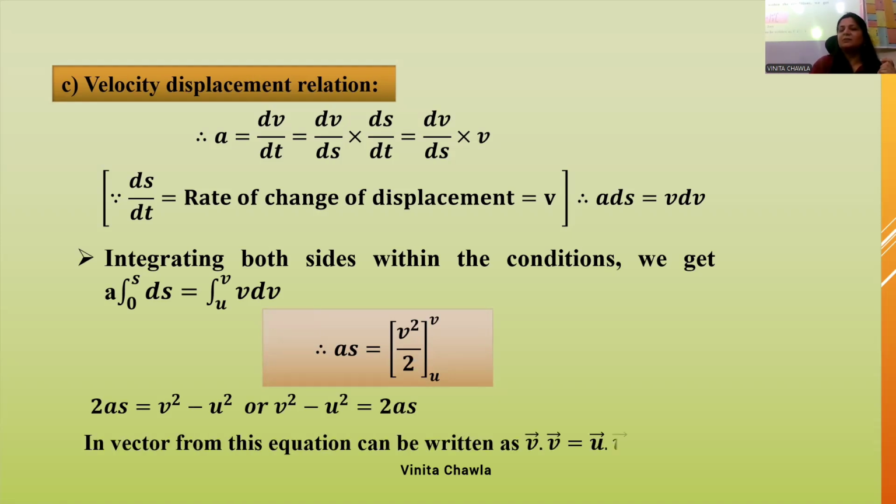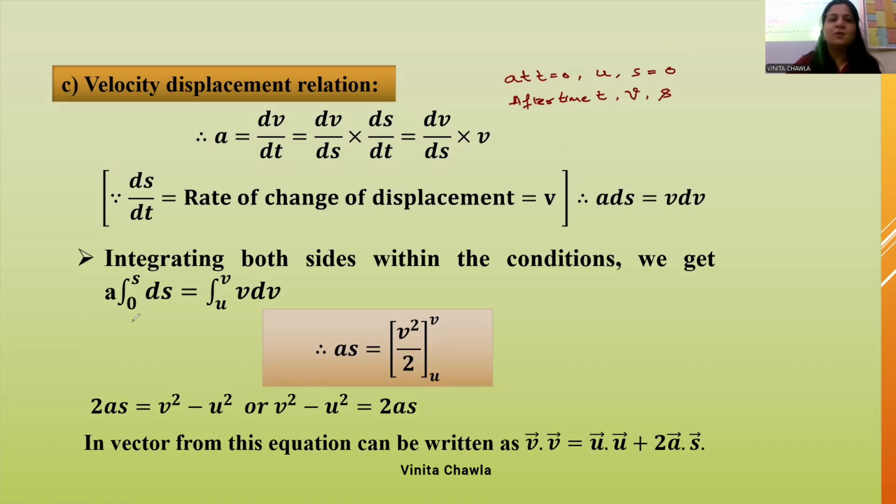In vector form, we can write this equation as this. At t is equal to 0, object is moving with velocity u and distance covered by the object is 0. After time t, velocity of the object becomes v and displacement is s. Okay. So if you are integrating, then you have to put the limits of displacement here.